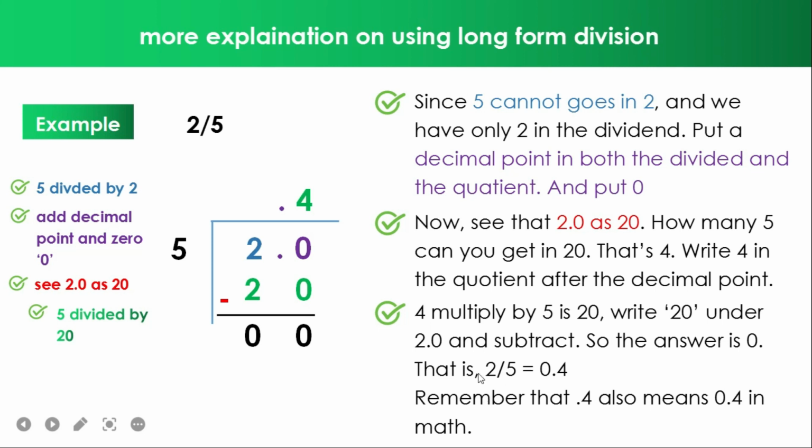And then we say 4 multiplied by 5. Sorry, 4 multiplied by 5 is 20. We write 20 here, and the answer is 0 after we subtract. The next thing is that we subtract 20 minus 20 and we get 0. I think you can understand this, and remember that I've already explained this one to you earlier on.